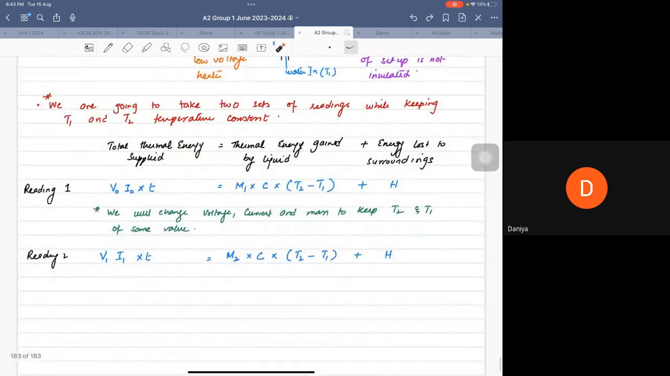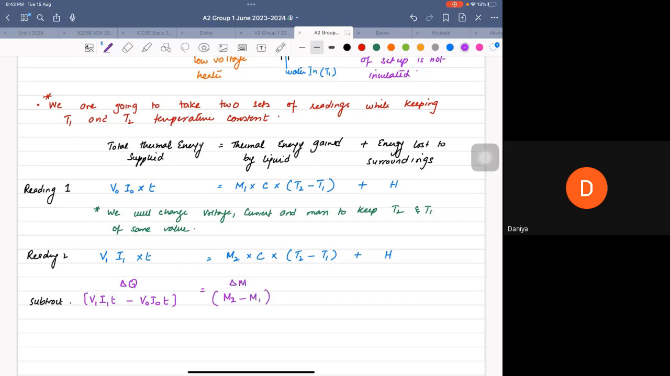Now, when you have two sets of readings, what are we going to do? We are going to subtract these two equations. So if I subtract this, you should understand V1 I1 t minus V0 I0 t. So this energy change will be equal to M2 minus M1, which is the change in mass, and then we have C, and T2 and T1 are basically common because they're the same.